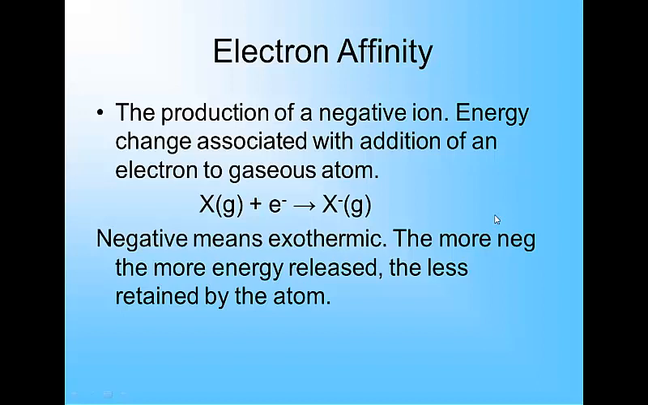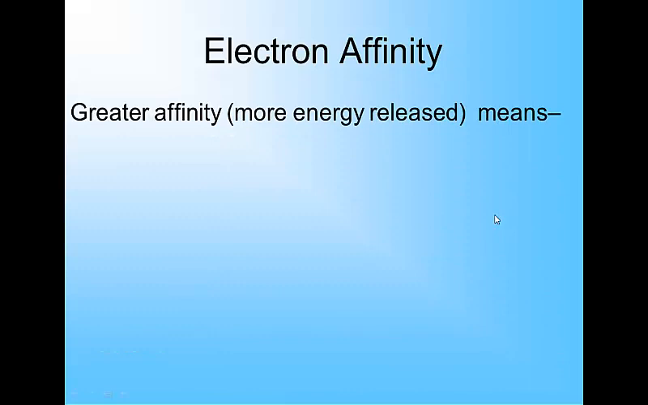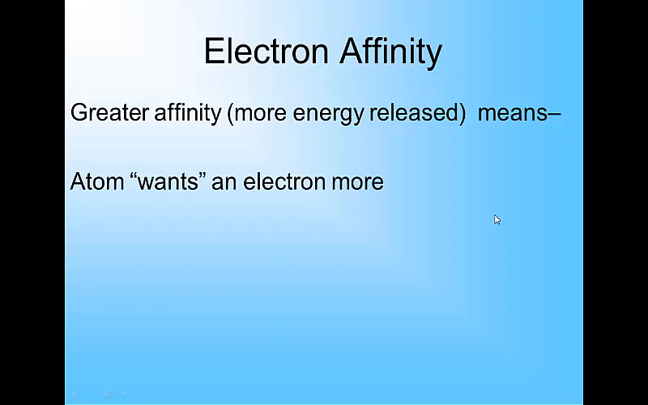Because again, it comes down to stability. The more energy released, the less retained. That's a good thing. If you're trying to shove an electron into a gaseous atom and you need a large energy source to hold it there, that's unstable and that thing will blow. So the more released, the better, because the more released, the less retained to hold that electron in that gaseous atom, and that's going to be good. The trend for electron affinity: the greater affinity, meaning the larger amount of energy released, means an atom wants an electron more.